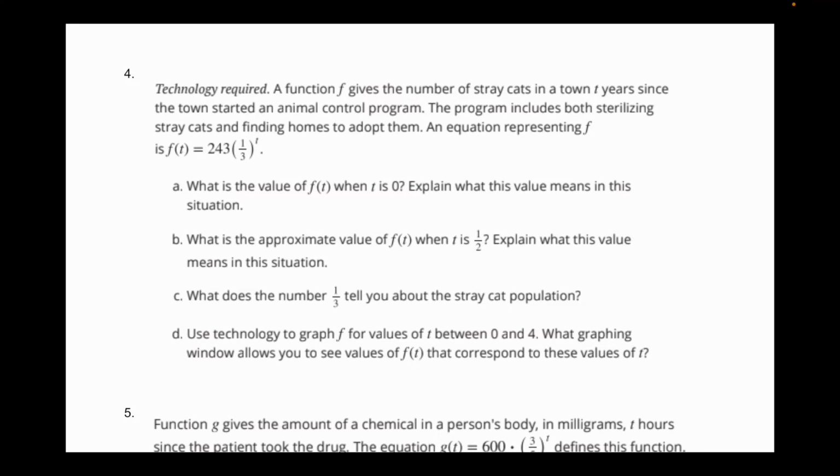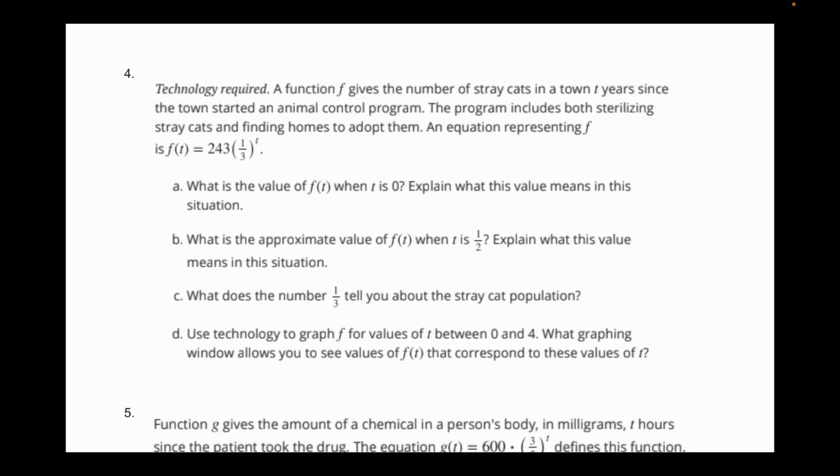Now, my class specifically, we didn't answer some of these questions, like part D. So if you are in my actual class, then you do not have to answer for D, but I will answer it with the rest of you.